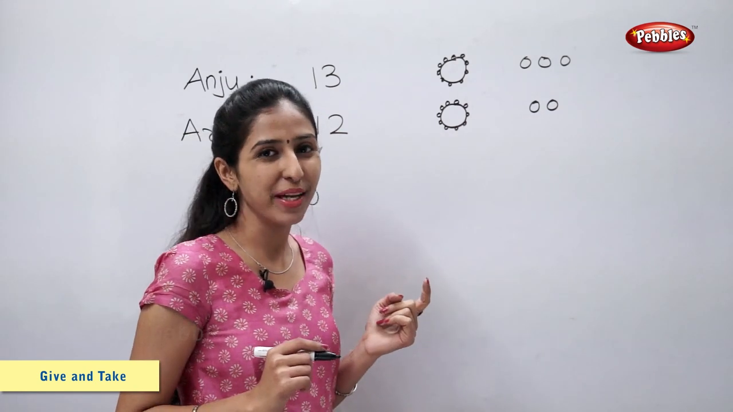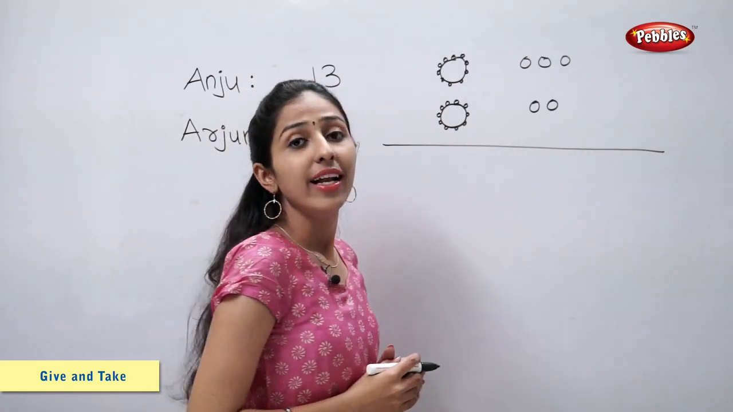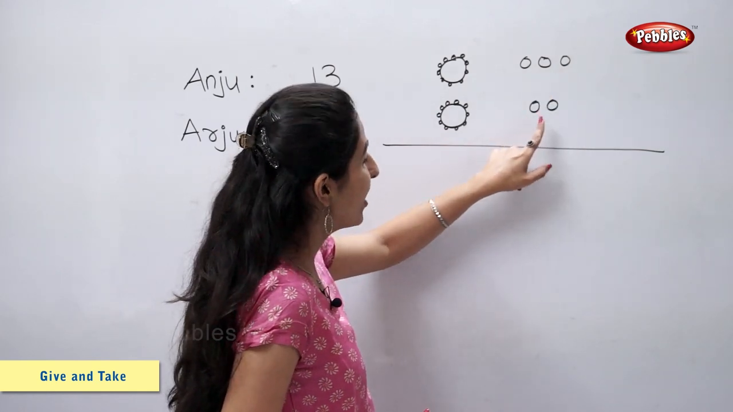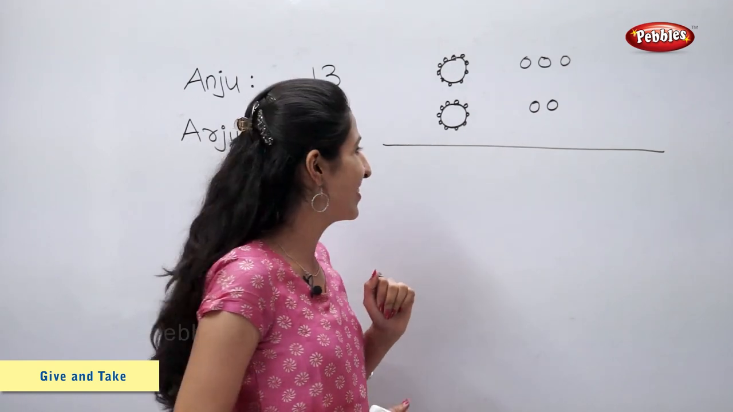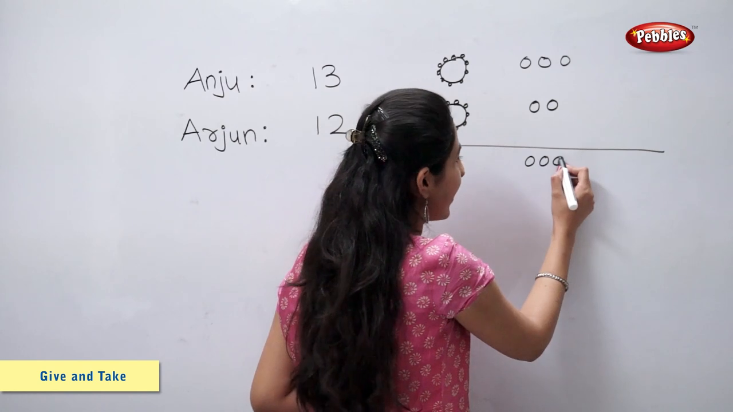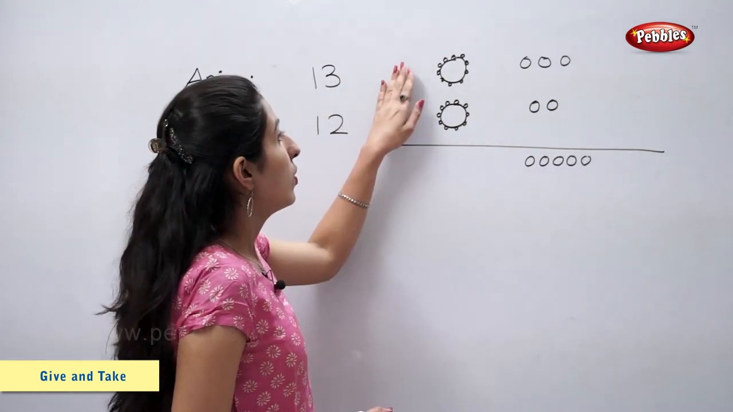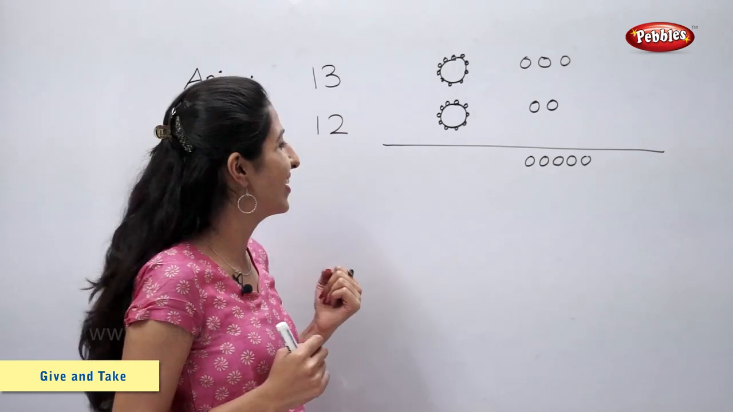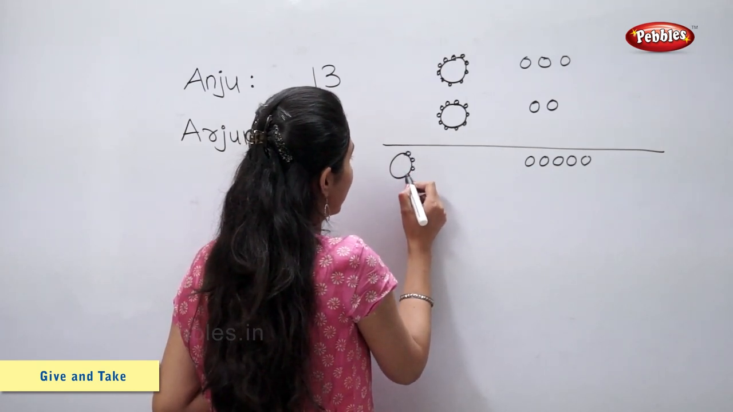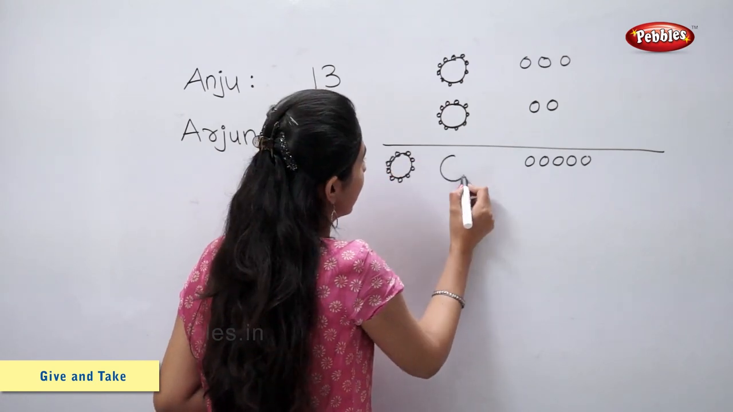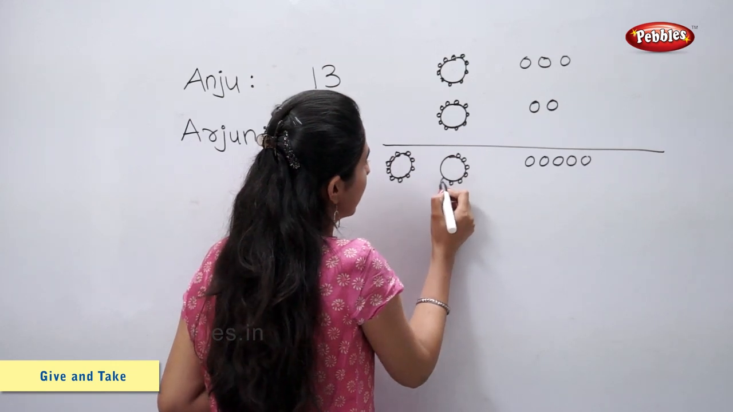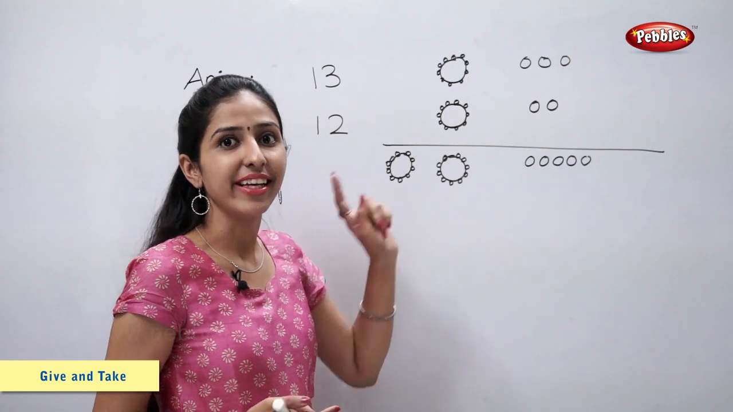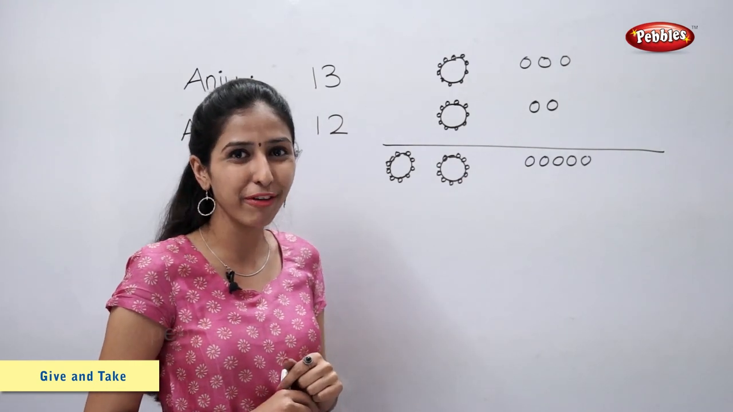Now, let's calculate total number of pearls. Let us first count loose pearls. 1, 2, 3, 4, and 5. So, there are 5 loose pearls. 1 bangle of 10 pearls, 1 more bangle of 10 pearls. So, there are 2 bangles of 10 pearls. Two bangles of 10 pearls, 5 loose pearls is equal to 25. So, there are total 25 pearls.